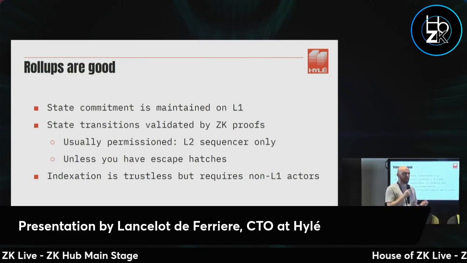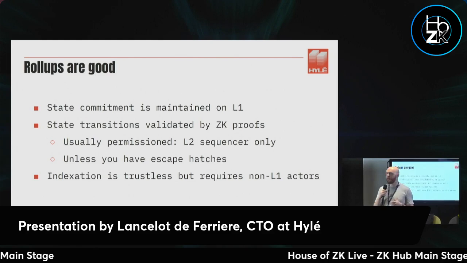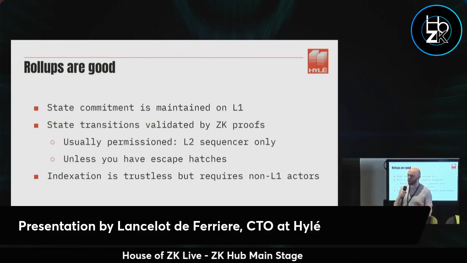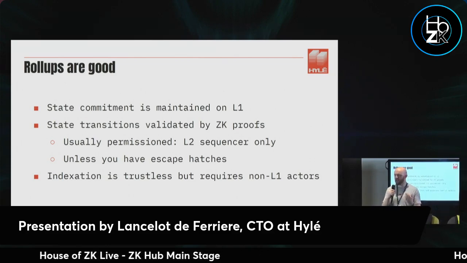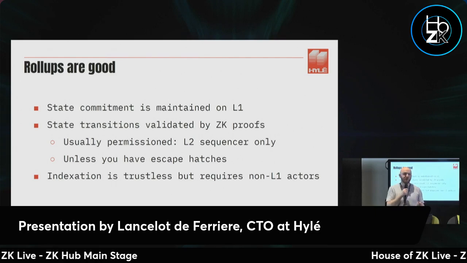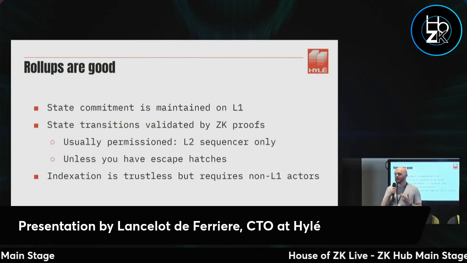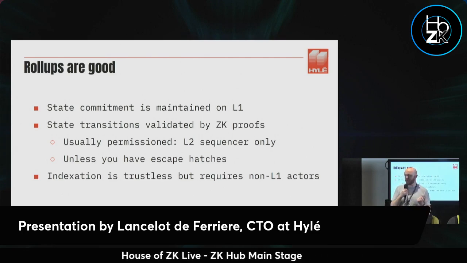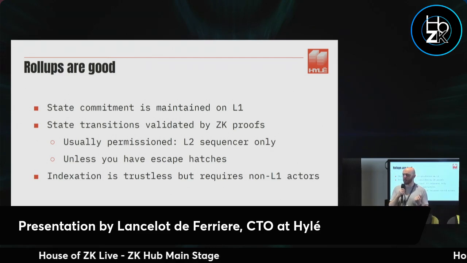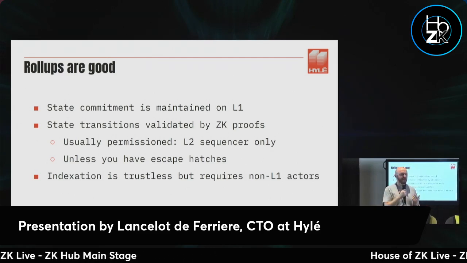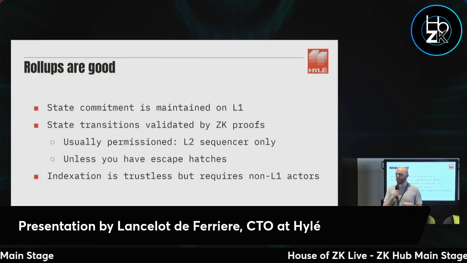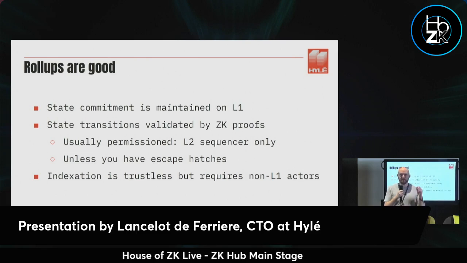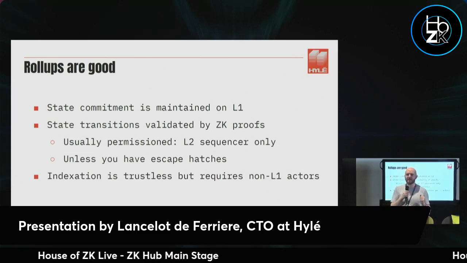However, usually it's permissioned. Only the layer 2 sequencer can post actual validity proofs that change the state transition, that change the state commitments, which are usually centralized. And this is, of course, unless you have escape hatches, which as far as I can tell, none of the ZK rollups that are general purpose have in production. And indexation is also trustless, but again, you need non-L1 actors to be able to access the information. So, next slide, please.